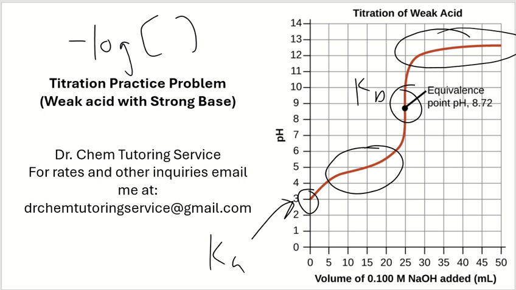Some things to note: when you're starting with a weak acid and titrating with a strong base, when you reach the equivalence point, it makes sense that the pH should be greater than 7. That is because, again, the base is stronger than the acid, and so when you have equal parts of both, you would expect the pH to be basic, or greater than 7.